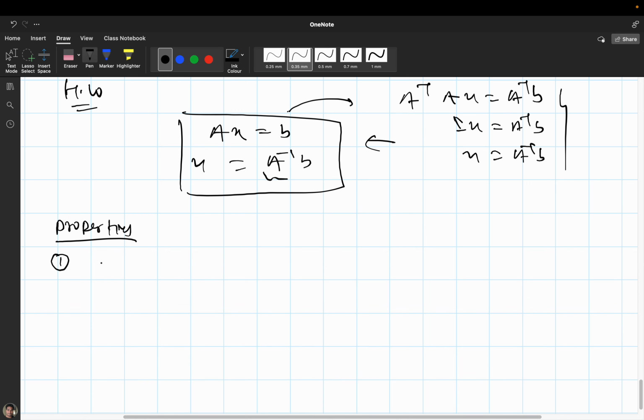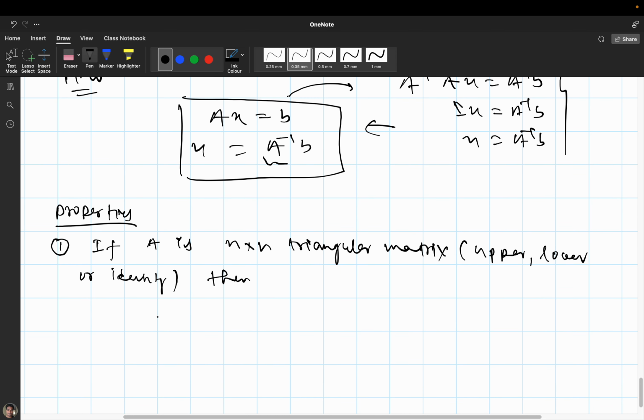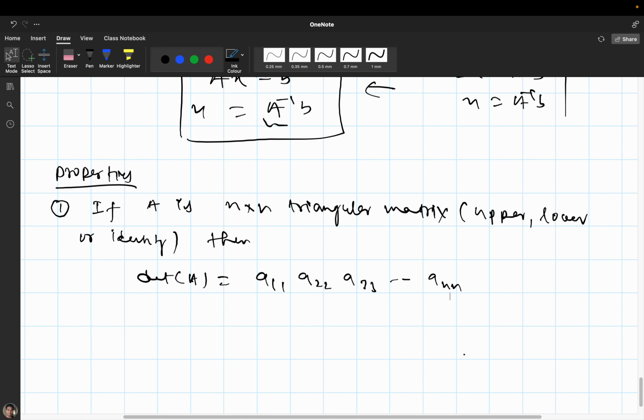Properties of determinant. First property: if A is an n by n triangular matrix, which means it will be upper, lower, or identity matrix, then the determinant of A will be nothing but the product of the diagonal elements. Can you prove this?